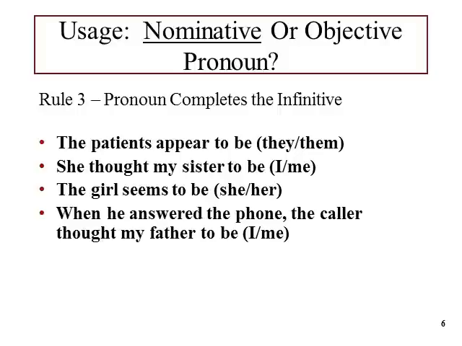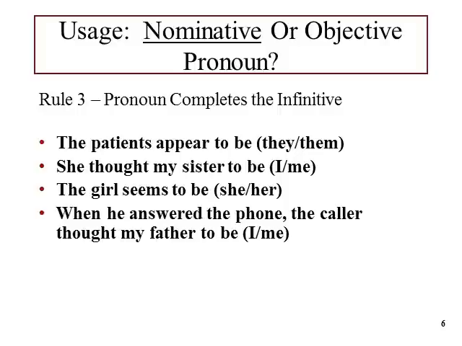But in the second sentence, she thought my sister to be me, or she thought my sister to be I. Well, it's very, very easy when you isolate the to be and look to the left and say, I've got a noun. And therefore, I'm not choosing the nominative case. I'm choosing the objective case. She thought my sister to be me.